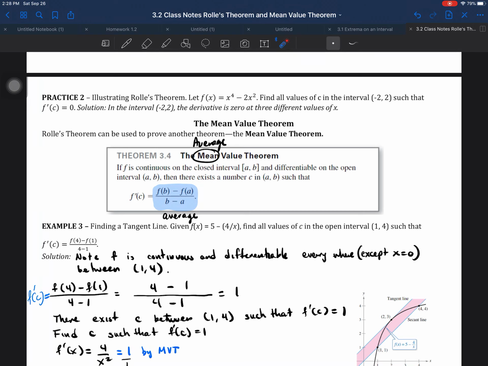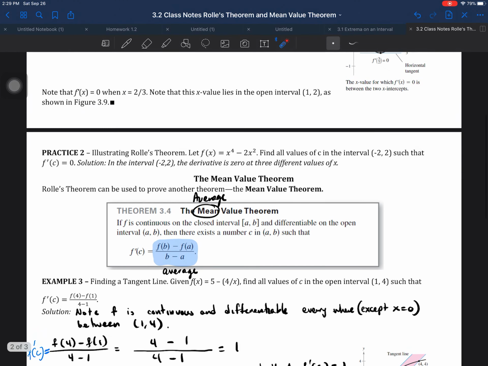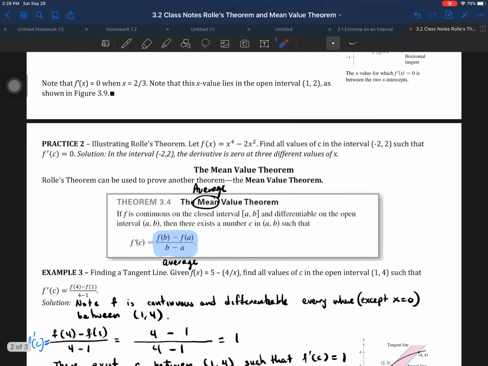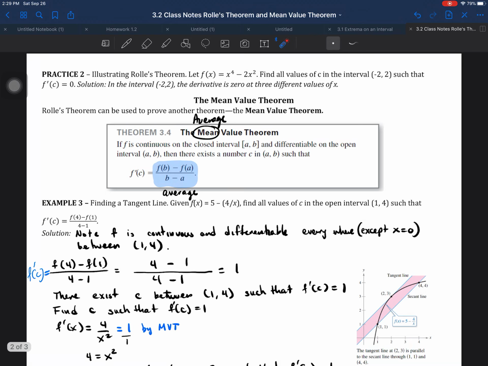The mean value theorem comes from the word mean, which is average. So you're looking for the average value of the function. If f is continuous on the closed interval a, b, and differentiable on the open interval a to b, then there exists a number c between a and b such that f prime of c will equal the average value. So if we meet all these conditions, you can find a c between a and b that equals the average value of the function.